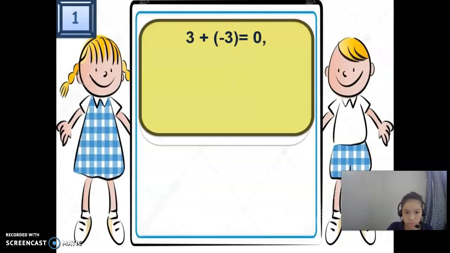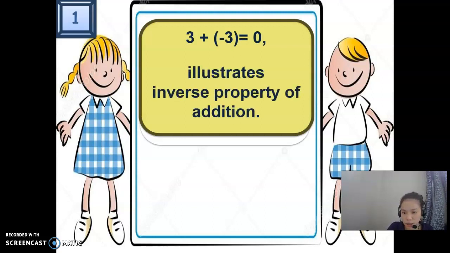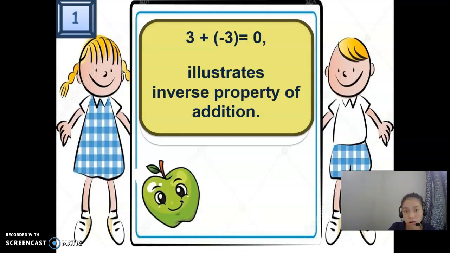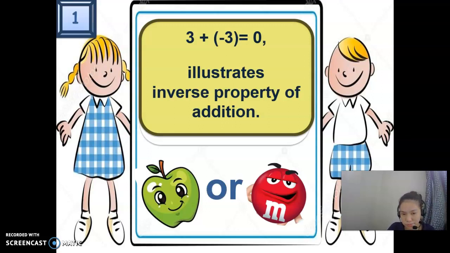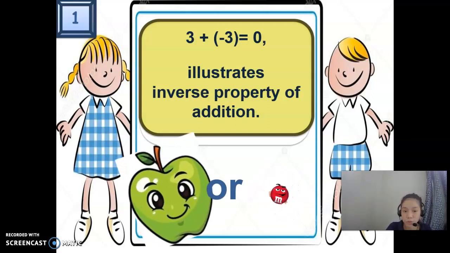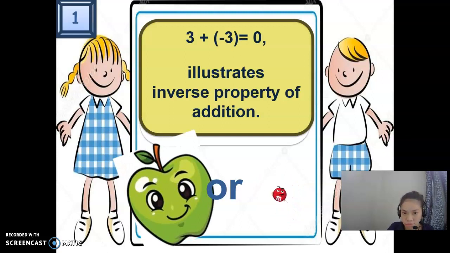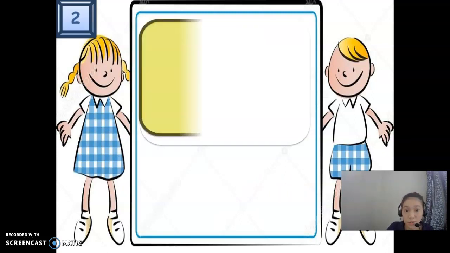Number 1. 3 plus negative 3 is 0. It's the inverse property of addition. What do you think? Is it true or false? Okay, so if your answer is true, then you are correct. Next, number 2.